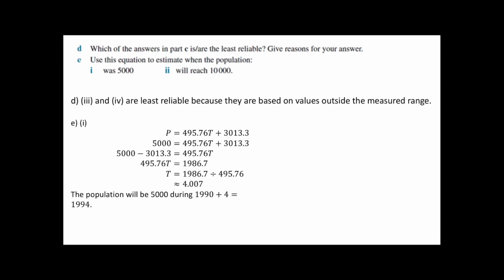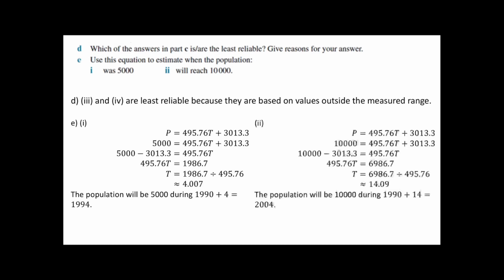So when will the population reach 10,000? This time you replace P with 10,000 and solve for t. So in this case, t is 14.09. So the population will be 10,000 during 1990 plus 14, which is 2004.